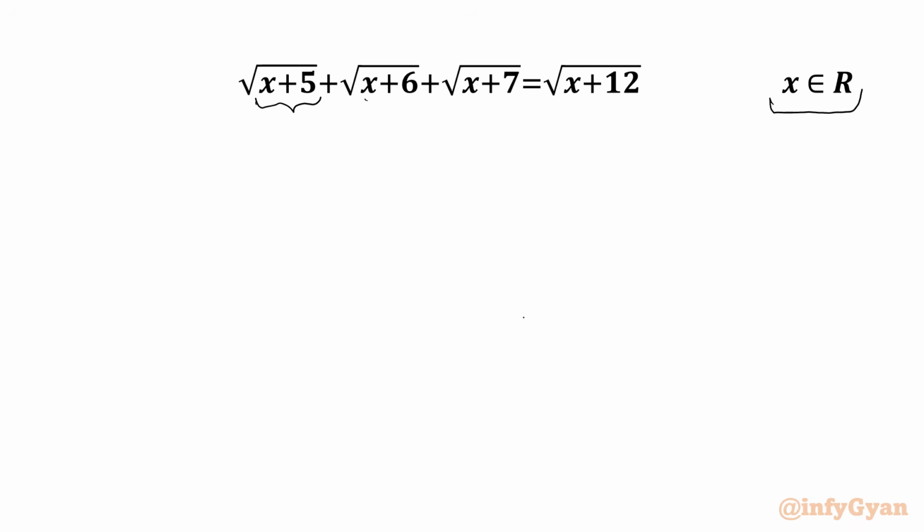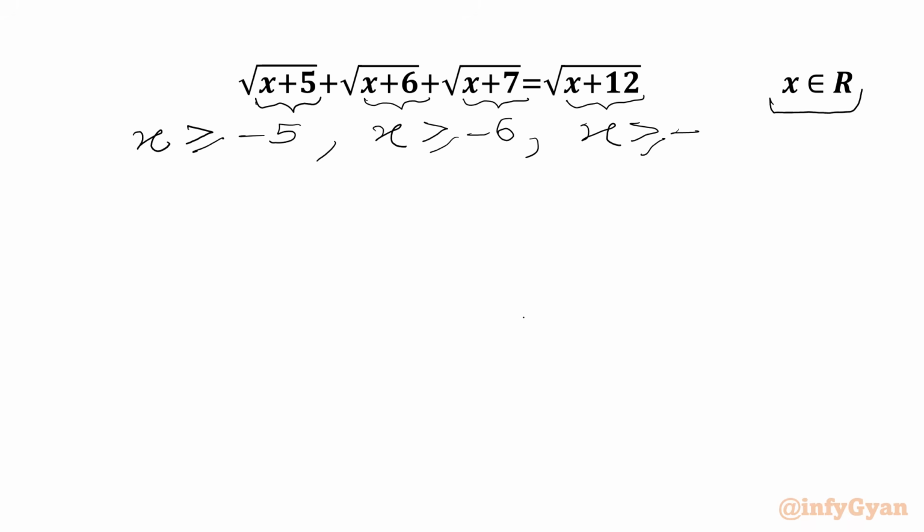Radicands must be non-negative. So we will write 4 inequalities from the radicands only. So I can write x should be greater than or equal to -5. x should be greater than or equal to -6. x should be greater than or equal to -7. And x should be greater than or equal to -12.